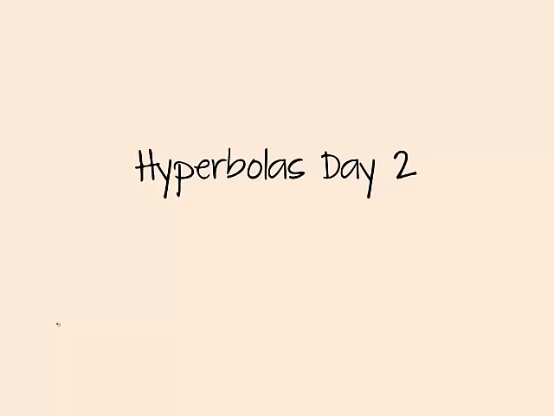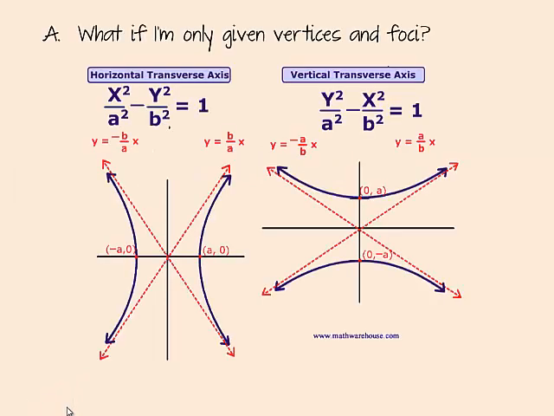Okay, this is day 2 of our, this is the day 2 video of hyperbolas. We're just building on what we started the day before. So, what if you're only given vertices and foci? I want us to look at graphically what's happening if you're given a vertex and a foci.